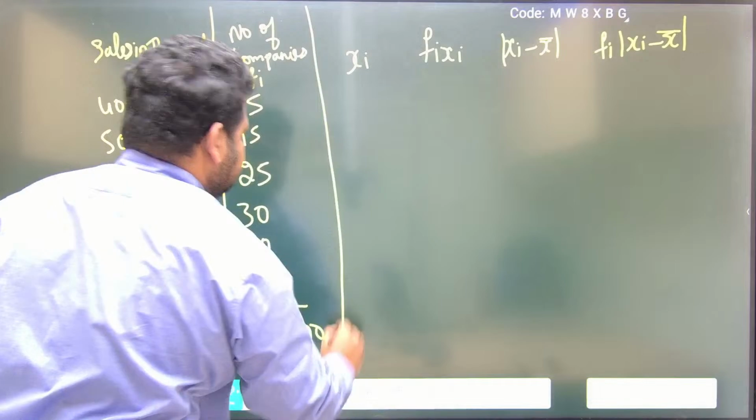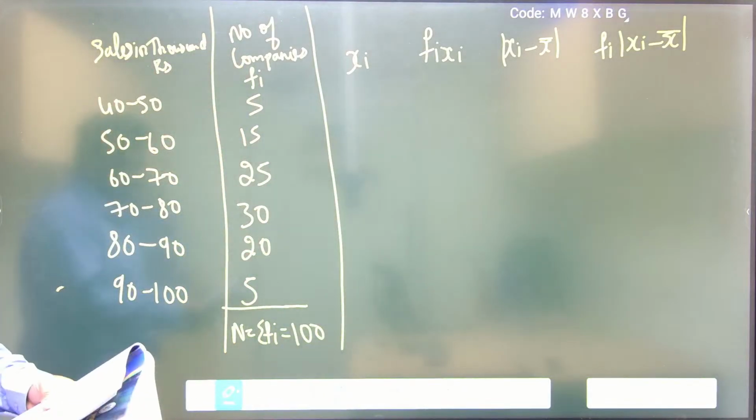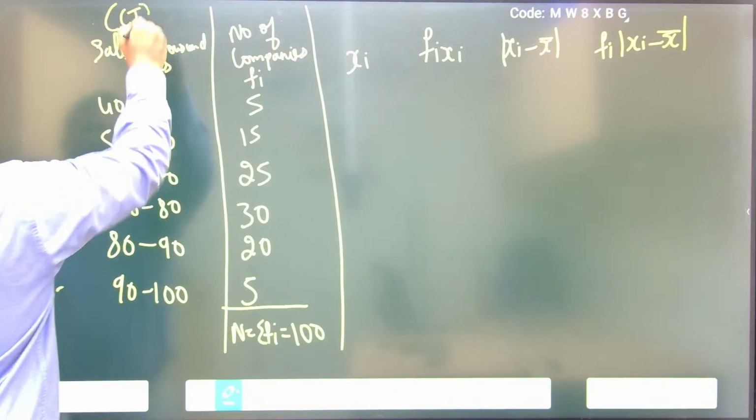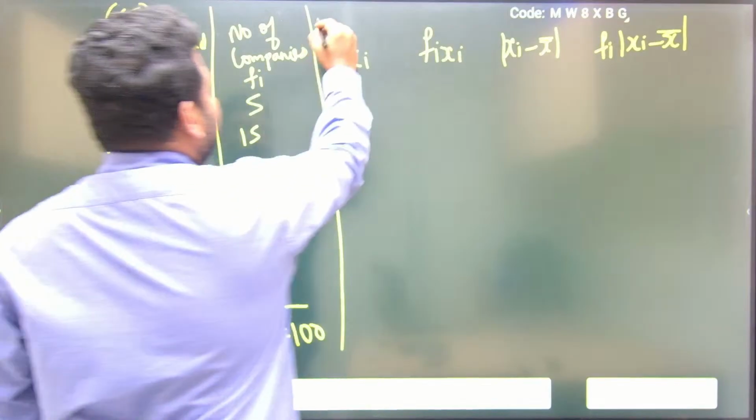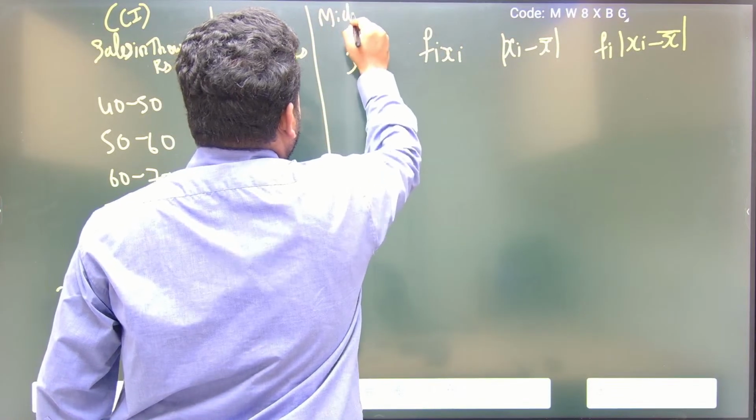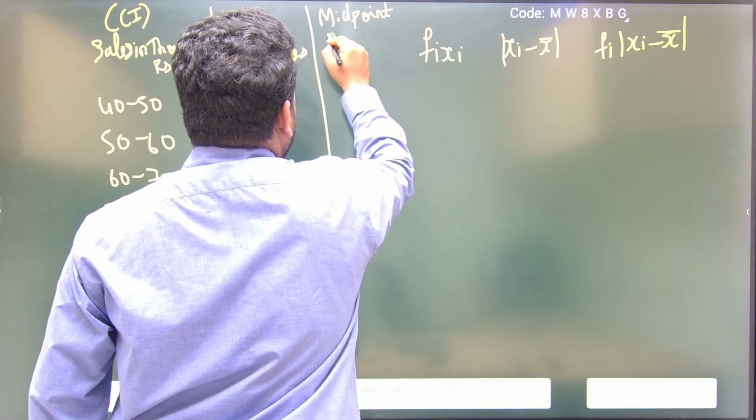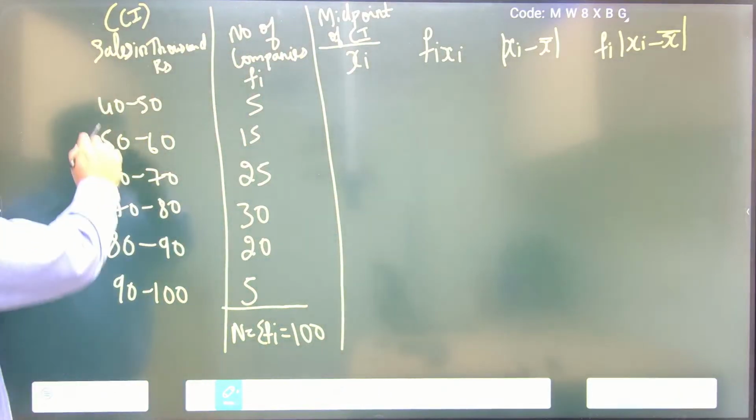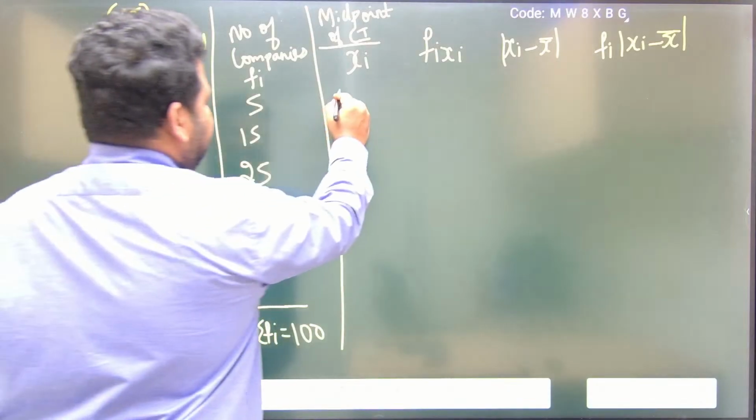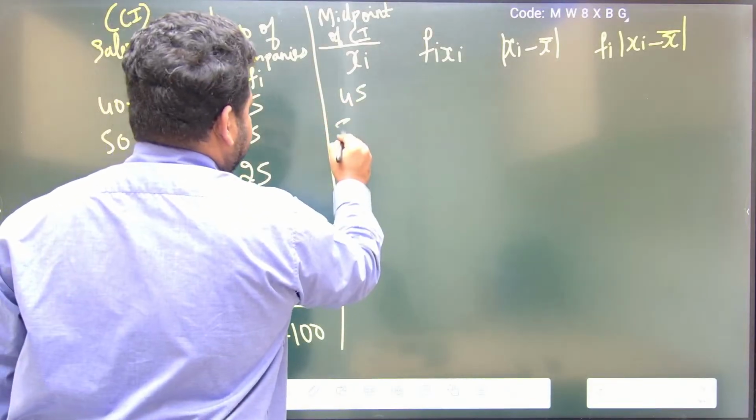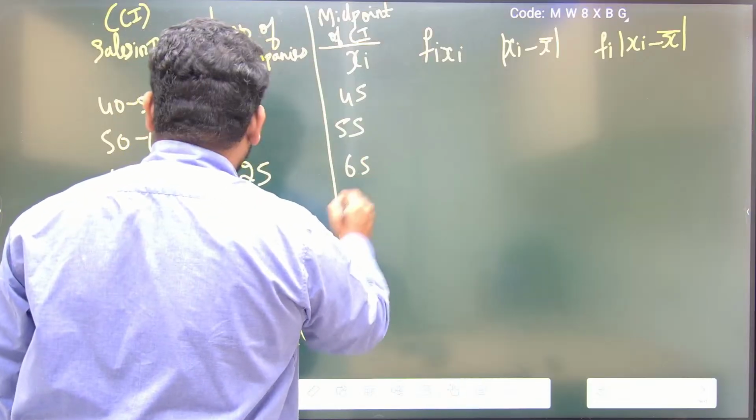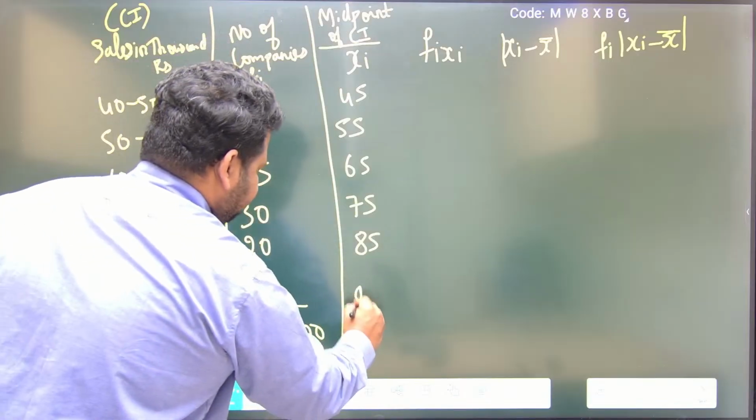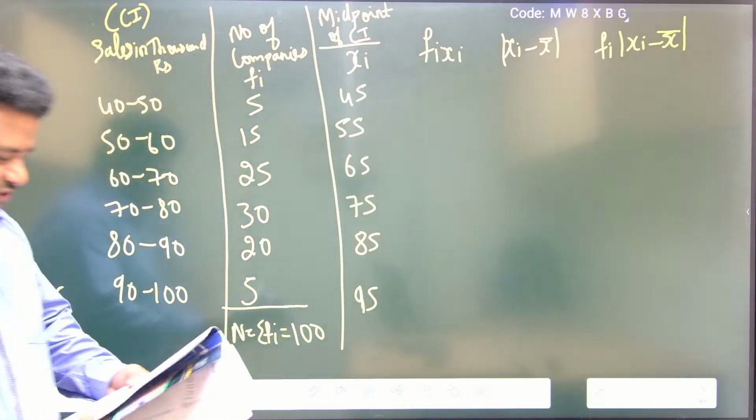Now how to find xi? Here what we have is the class interval. So xi is nothing but the midpoint of the class interval. They have not given xi directly, we have to find it ourselves. What is the midpoint of 40 to 50? That is 45. Then 55, 65, 75, 85, and 95, friends. This is what we will get.